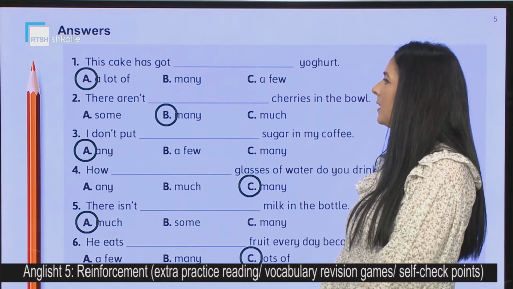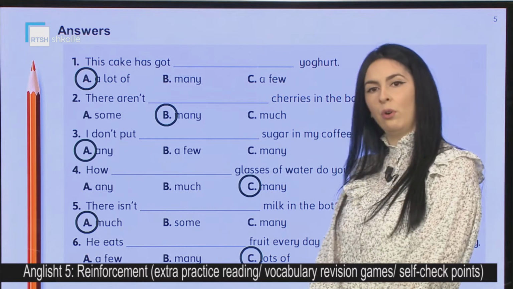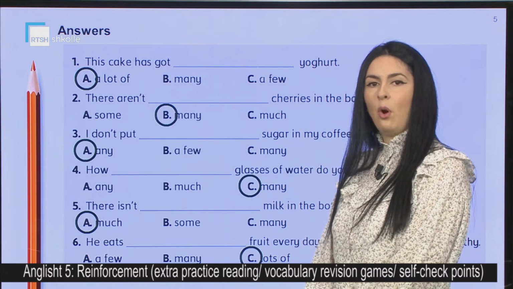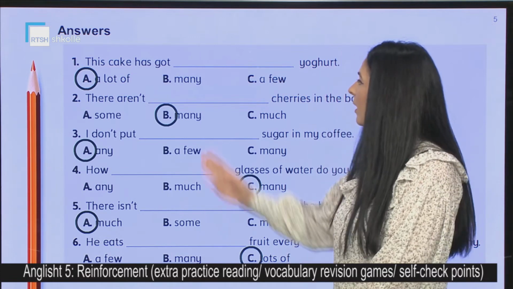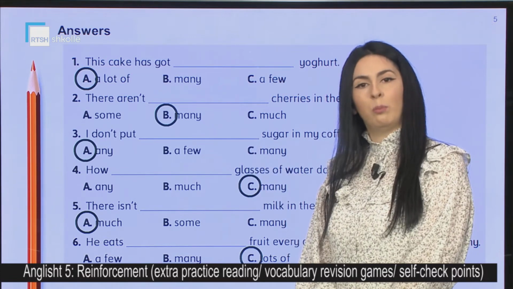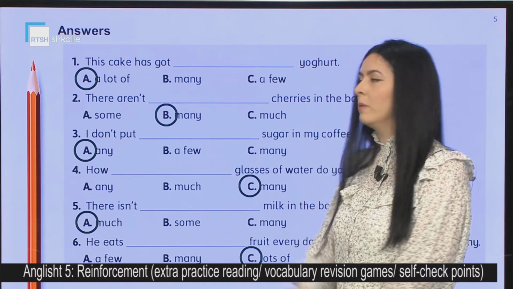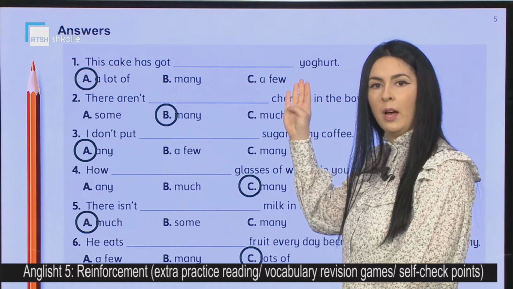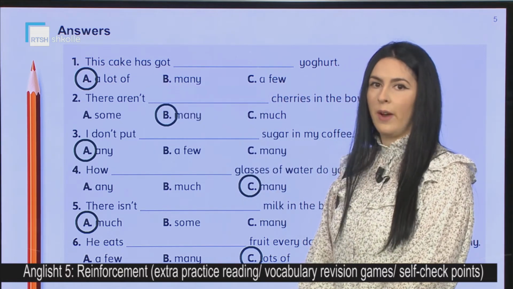This cake has got a lot of, many, a few yogurt. In this case, the correct answer is a lot of. Why? Because many is used with countable nouns and a few as well is used with countable nouns. Yogurt is an uncountable noun, so we can choose a lot of and it is correct.